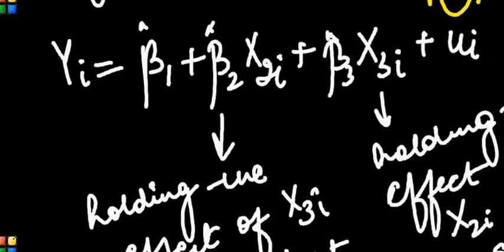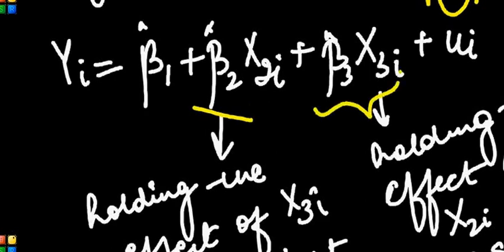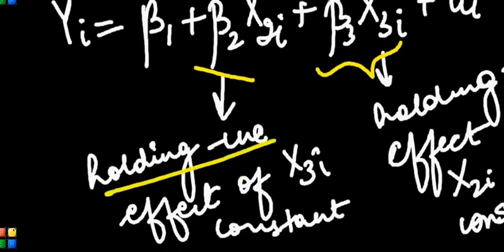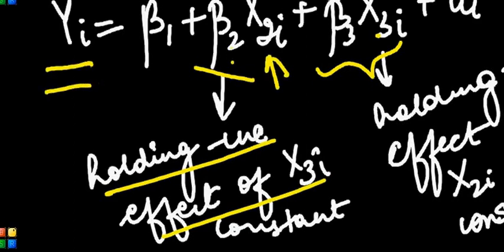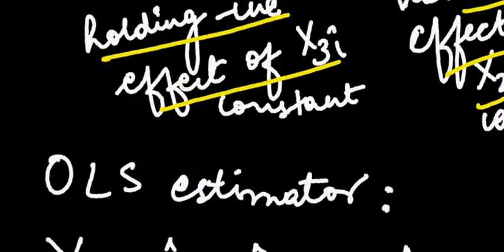Now, if I have a multiple linear regression model and I have to interpret what beta 2 is, then I have to hold this constant. And if I have to interpret what beta 3 is, then I have to keep this constant. So beta 2 basically is holding the effect of x3 constant. If I increase x2 by 1 unit, then y would increase by beta 2 units. Similarly, holding x2 constant, if I increase x3 by 1 unit, then y would increase by beta 3 units.